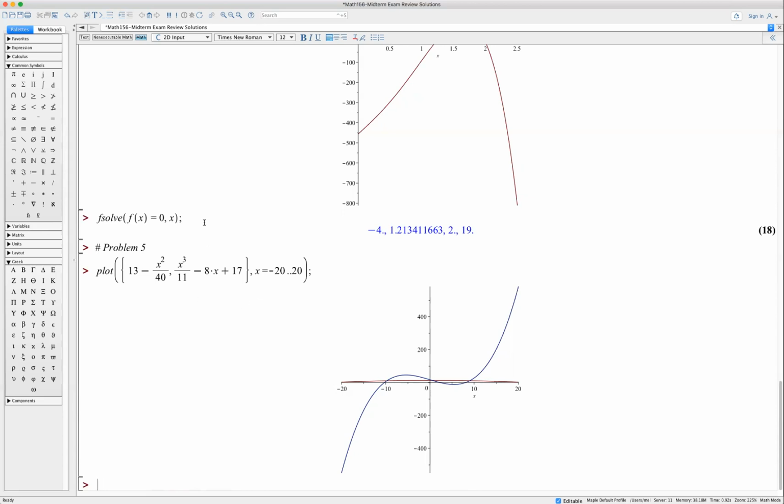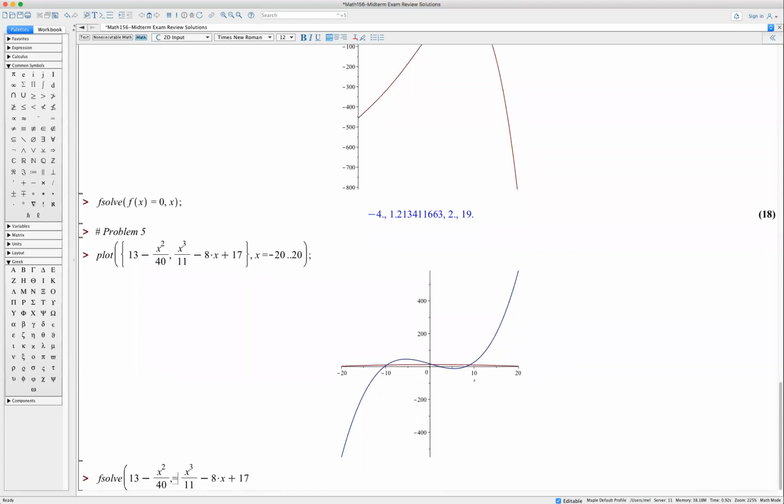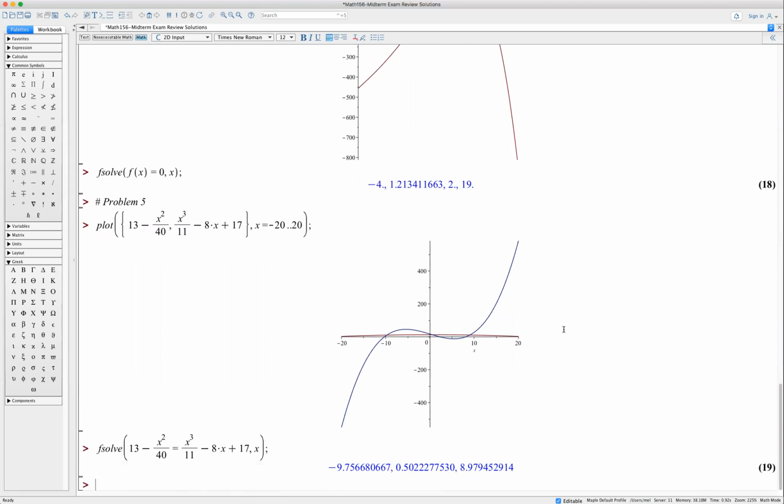So let's just find the x's where they intersect. So fsolve, I want to know where these two are equal. And they cross at minus 9.7, 0.5, and 8.9.